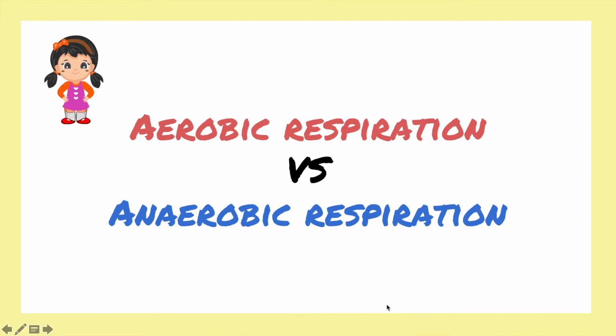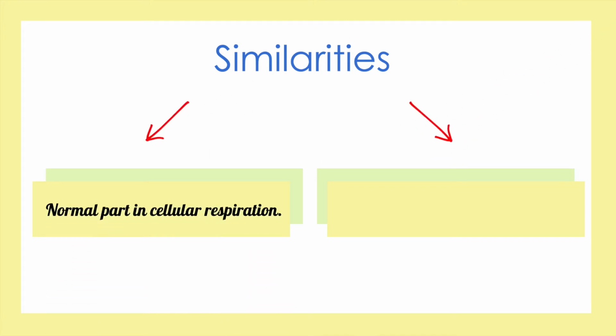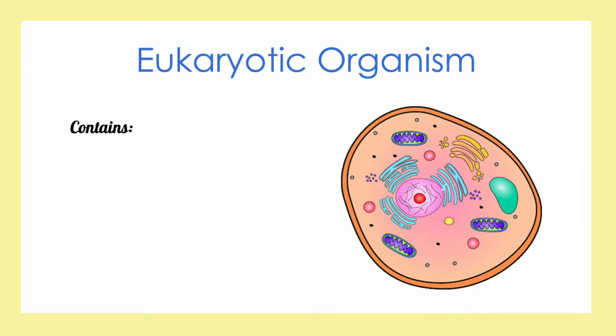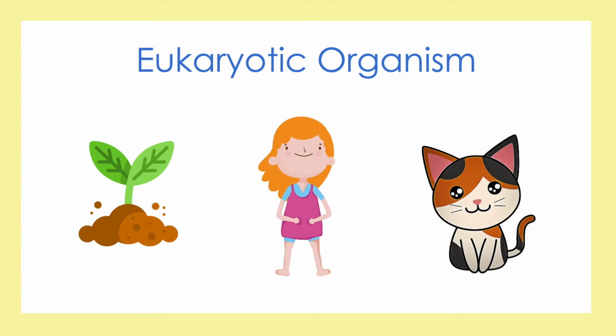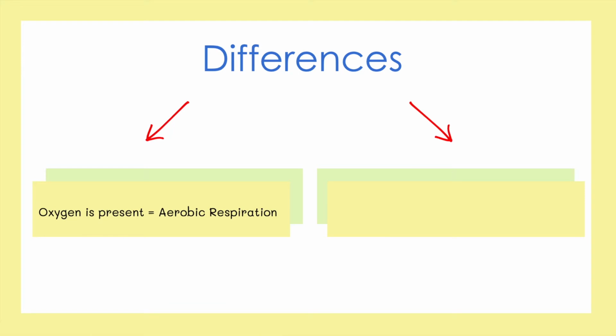The similarity and the differences between aerobic respiration and anaerobic respiration. For the similarity, they are both normal parts performed in cellular respiration, and both of them can occur in eukaryotic organisms. Eukaryotes are organisms whose cells contain a nucleus and other membrane-bound organelles, including animal and plant cells. And for the differences, if oxygen is present, then the cellular respiration will do aerobic. If oxygen is absent, cellular respiration will do anaerobic.